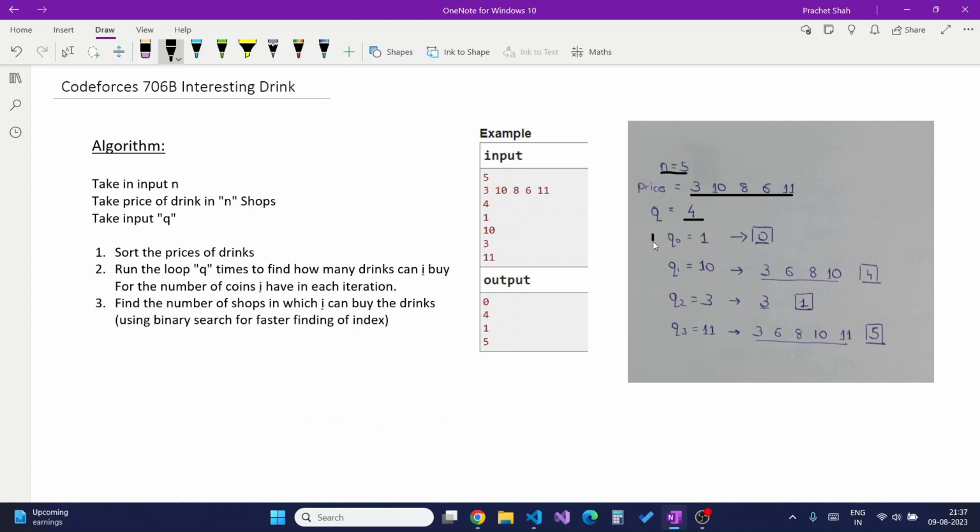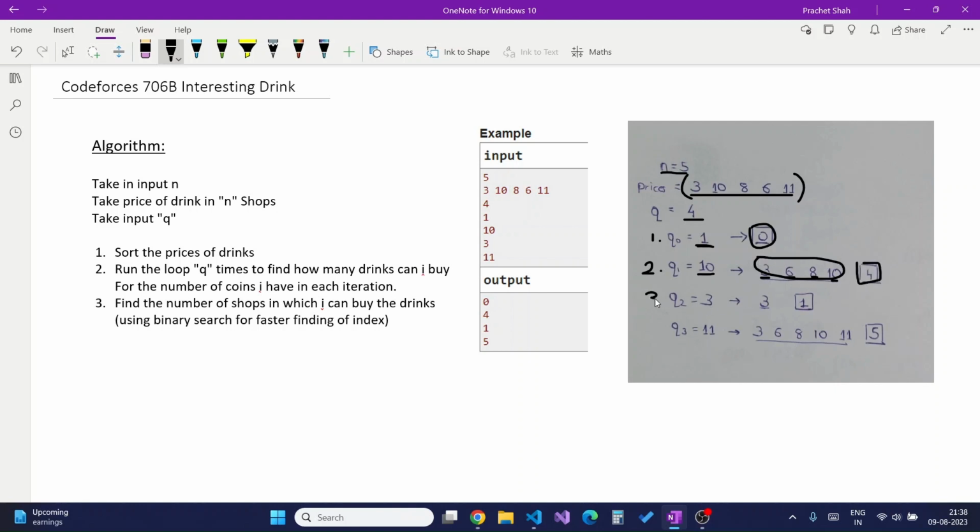So on the first day, he has a coin of value 1. On searching through all the shops, there is no value which is less than 1. So he can buy a total of 0 bottles. Hence for the first day it will be 0. For the second day, he has a coin of value 10. So for 10 he can buy from shops 3, 6, 8 and 10. So he can buy from a total of 4 shops. So the output here would be 4.